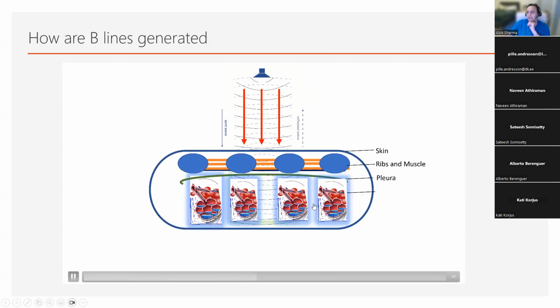And we know that between the alveoli, there are interstitial spaces. Now, these interstitial spaces have bubbles arranged as tetrahedrons in which the sound waves get trapped in red. And when they trap, they produce this vertical reverberation artifact that you can see in the blue arrows over here. And these classically are called B lines.